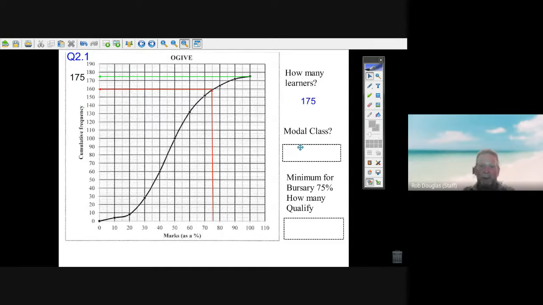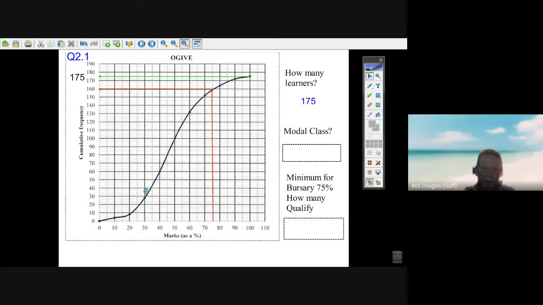Now, the next question is, what's the modal class? Well, a class is like from 10 to 20, from 20 to 30. We're looking for the class that will have the biggest jump. Now, all you have to do is look at the graph. It's never going to be down here where it's flat. It's going to be in the steepest place. And look, from 40 to 50, it goes from 60 all the way up to 100. That's a jump of 40. So the biggest class, it contains 40 people. It jumped from 60, went all the way up to 100.